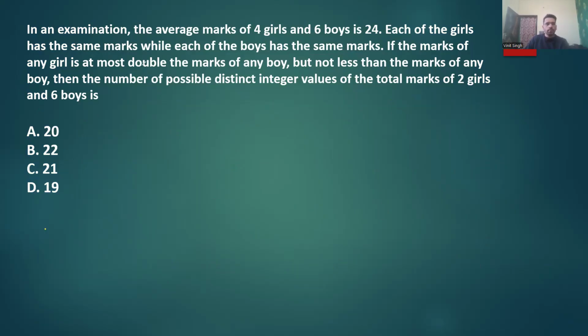In an examination, the average marks of 4 girls and 6 boys is 24. Each of the girls has the same marks, while each of the boys has the same marks. If the marks of any girl is at most double the marks of any boy, but not less than the marks of any boy, then find the number of possible distinct integer values of the total marks of 2 girls and 6 boys.